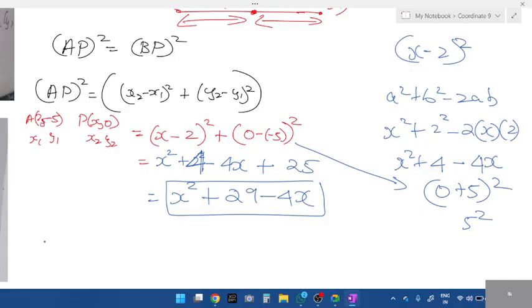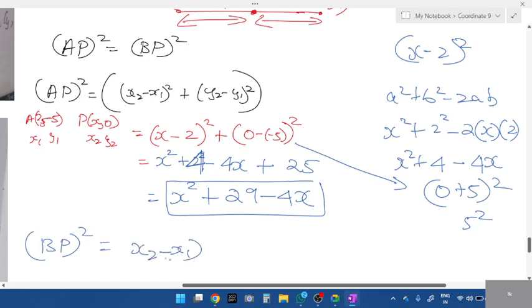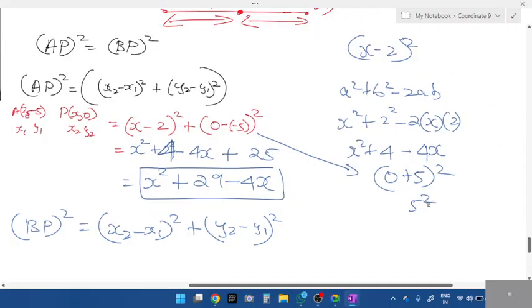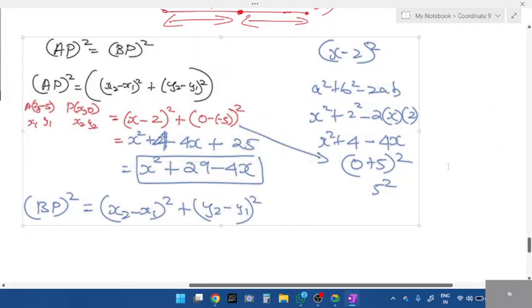AP square is the next. What do we have? BP whole, same formula: x2 minus x1 the whole square plus y2 minus y1 the whole square. First complete it for AP. All of you will write this statement. Other things, whatever it is, just keep that for reference.